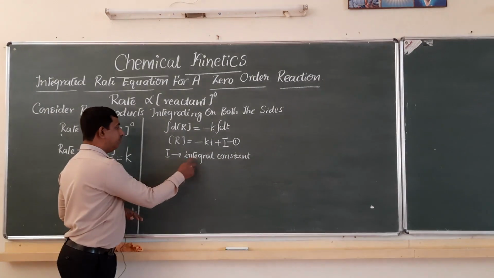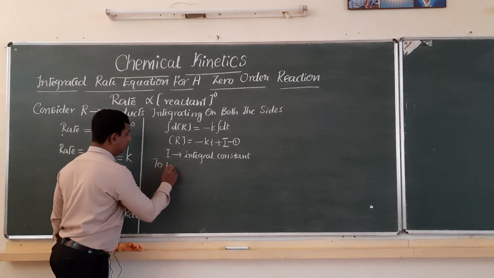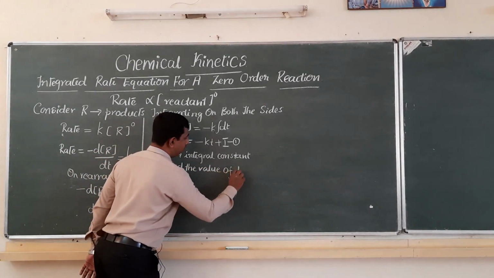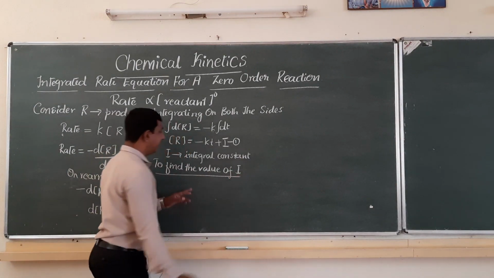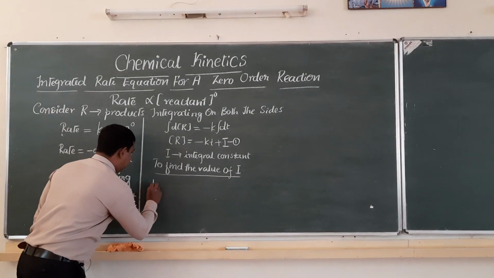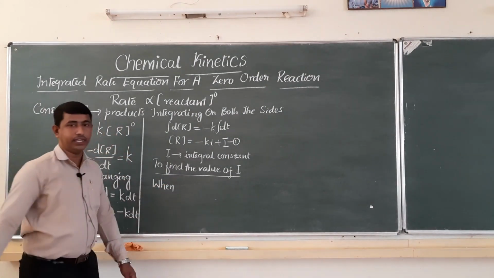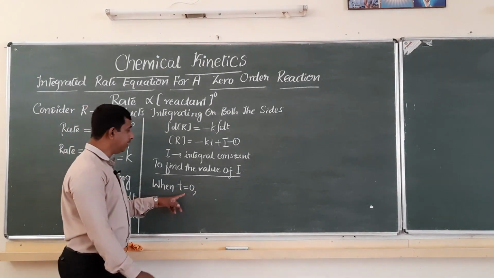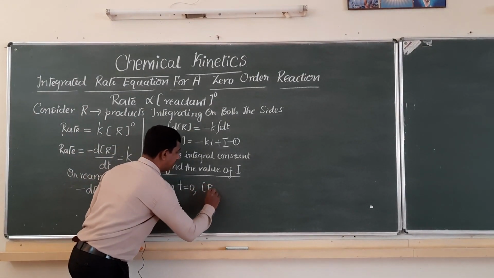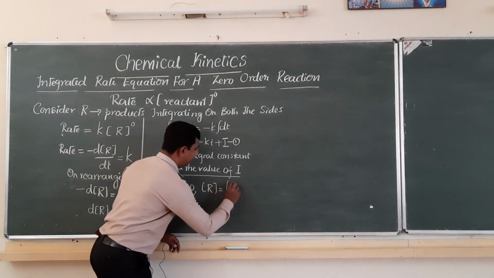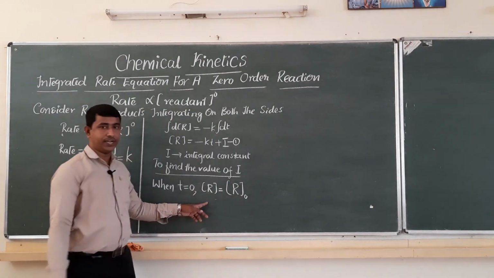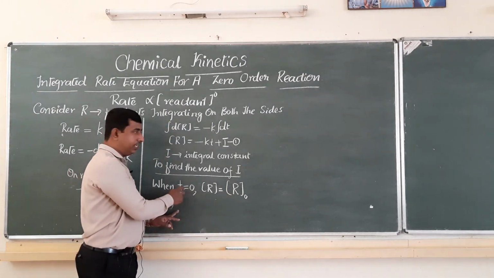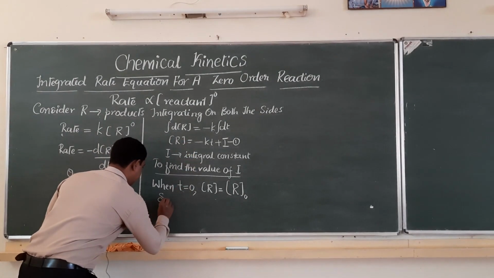Next step, we shall find the value of integral constant I. To find it, I will use the initial condition, that is when time t equal to 0. That means in the beginning, concentration of the reactant, that is R, can be taken as R0. Let us substitute these values in equation 1.